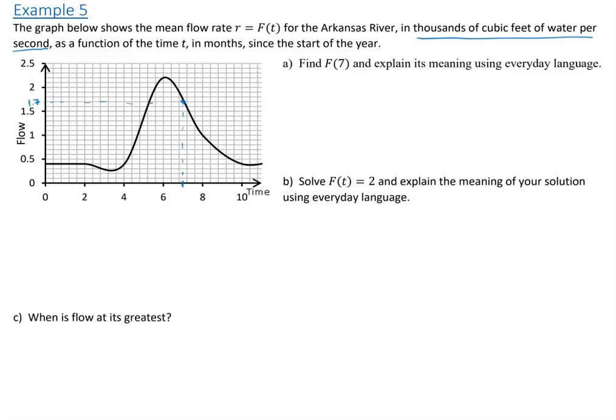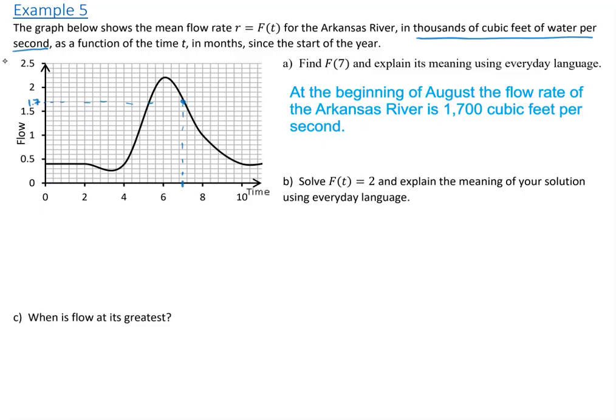So I would say we're getting that 7 months into the year, or you could say right at the beginning of August, the flow rate is 1,700 cubic feet of water per second. So there is my interpretation. And that 7 months since the start of the year thing is a little tricky, but if we say 1 month into the year, should be about February 1st, and follow that through. That's where I'm getting the beginning of August.